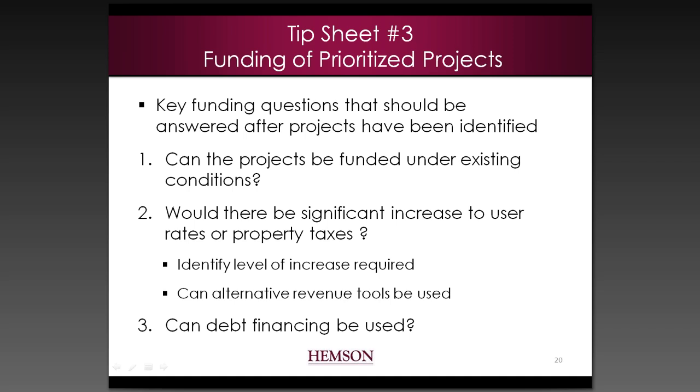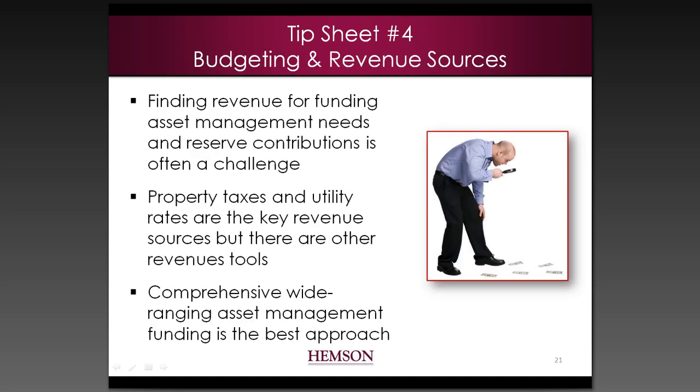That really ties in that slide with the next one, slide 21 and tip sheet number 4, which is looking at the budgeting and the revenue sources implications arising from asset management. And what we were really trying to do through this tip sheet is look at what revenue sources might be available to assist with those things.